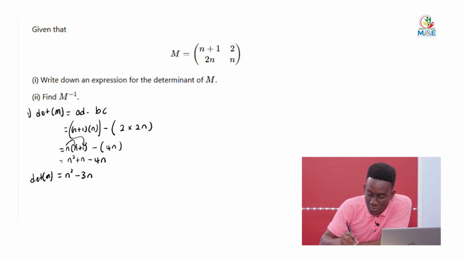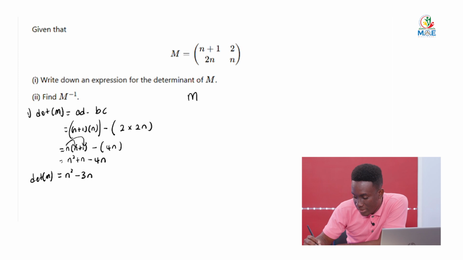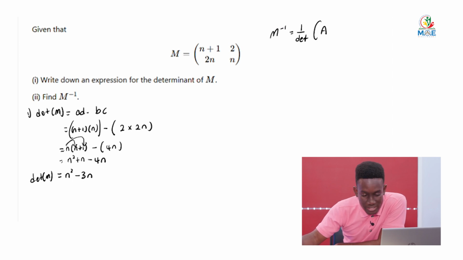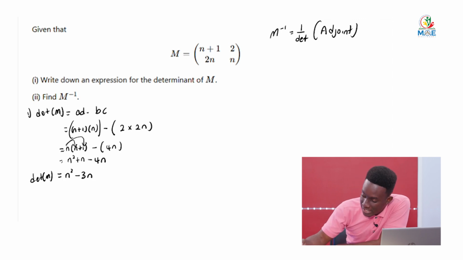Next they ask us to find M inverse. In order for us to find M inverse, it will be 1 over the determinant multiplied by the adjoint. We already found the determinant here. Now we need to find the adjoint.